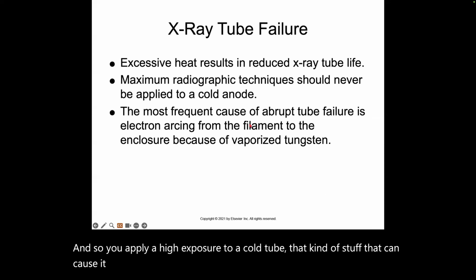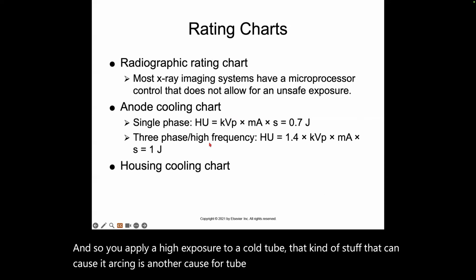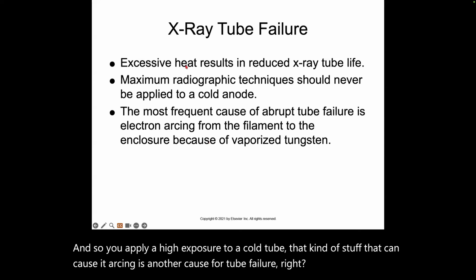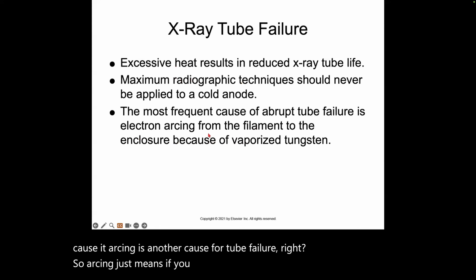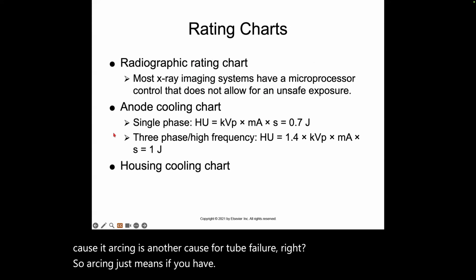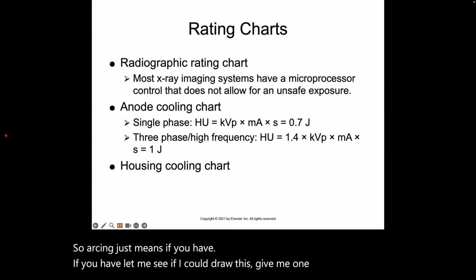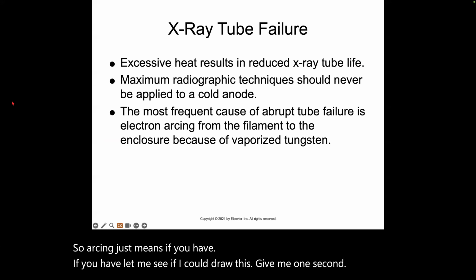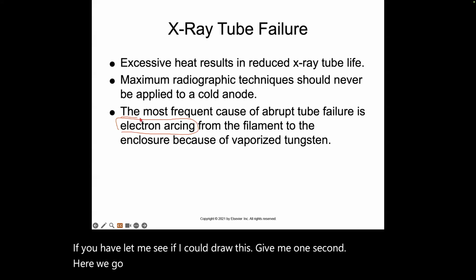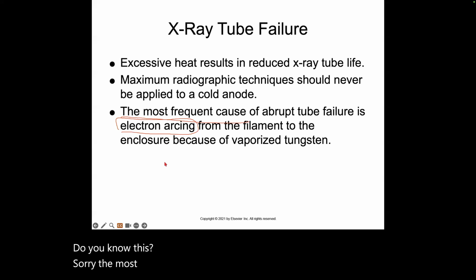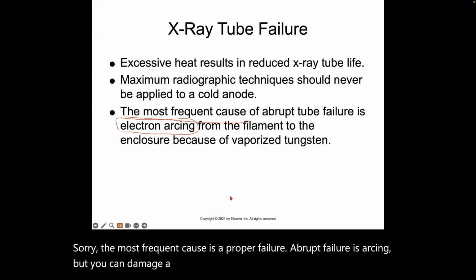Arcing is another cause for tube failure. Arcing just means... let me see if I could draw this. Give me one second. Here we go. Make sure you know this. Sorry, the most frequent cause is abrupt failure. Abrupt failure is arcing, but you can damage a tube over time with high exposures. But let's say arcing. What's happening with arcing?